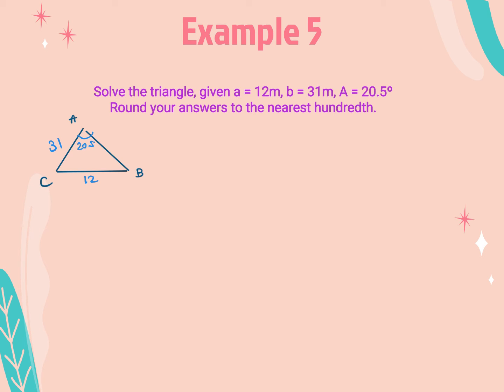Again, we have both A's, okay? And that could change. Like you could have both B's, you could have both C's. It's just that whatever angle you find first would be your whatever 1 and whatever 2. So I'm going to do 12 over the sine of 20.5 equals B, which is 31, over the sine of B1. Again, reminding me to go back and check for the second triangle.